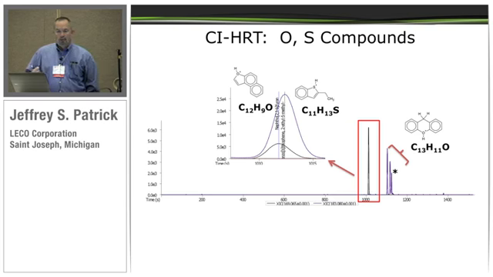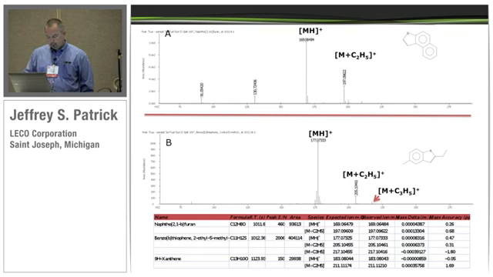Clearly, this is applicable to not just hydrocarbons, but also to substituted compounds. Here, sulfur and oxygen substituted compounds, where you get very clean molecular ions, and deconvolution can be applied to the accurate mass entities. And yet one more example, nitrogen-containing compounds, with mass accuracies in the 1 part per million range.